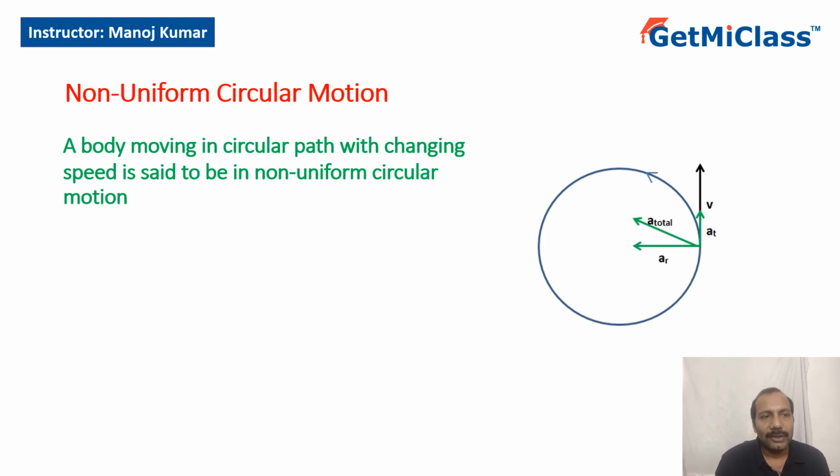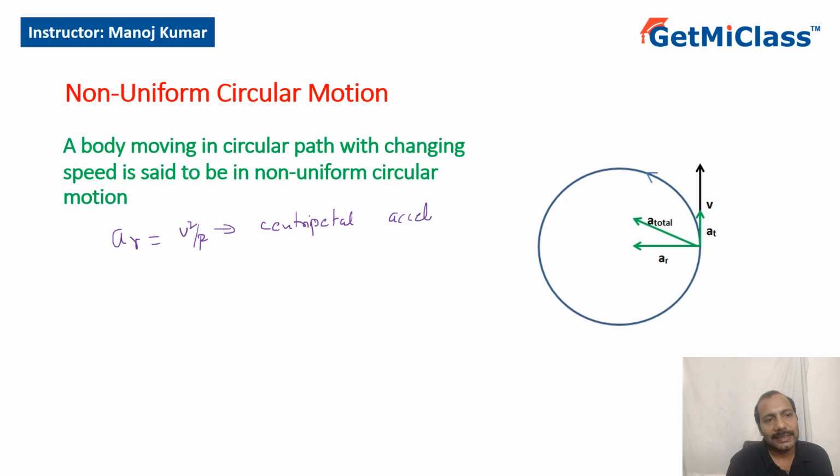Now let's look at non-uniform circular motion. Non-uniform circular motion will have both centripetal acceleration as well as tangential acceleration. The reason for that is in non-uniform circular motion, a body moves with a changing speed. So there is a change in direction of velocity as well as a change in magnitude of velocity. Now we have seen that radial acceleration is v square by r. This is called radial or centripetal acceleration, which is responsible for change in direction.